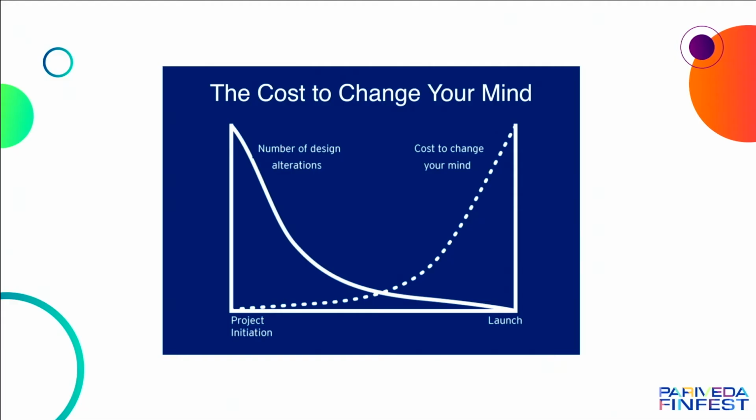The third benefit of usability testing is it can lower the risk of the product. And this is why. On this, you can see 2 lines. The number of design alterations is very high at the beginning because you're trying to figure out what direction you should go, how this interaction works, what this should look like. But as your project goes on, as you get closer to launch, you're making less and less changes.